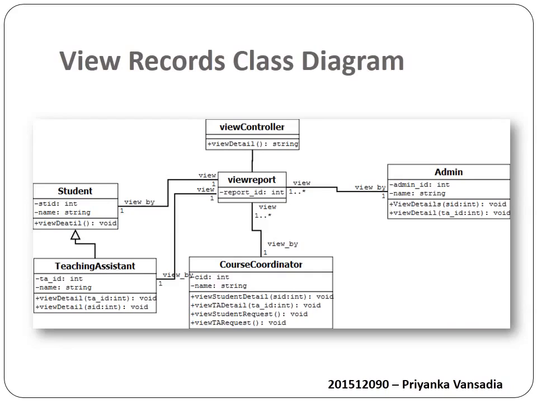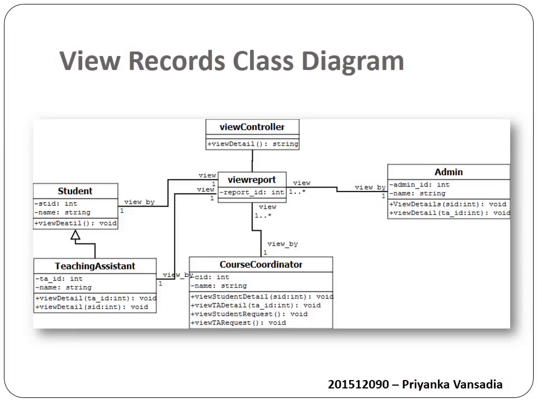It is the view record class diagram. Here we have 6 classes: student, teaching assistant, course coordinator, admin, view report, and view controller. Student, teaching assistant, course coordinator and admin are entity classes. View report is a boundary class. View controller is a controller class.